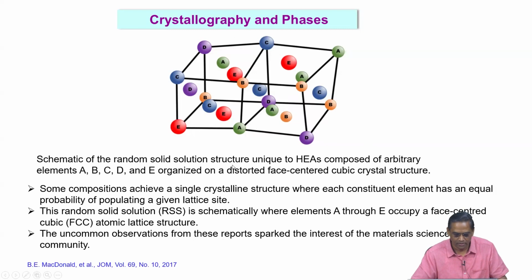Long range order, what I mean, when I say order, that conveys a different meaning in metallurgy, right? What we talk about is a long range order as compared to amorphous structures, right? So you have the random solid solution structure unique to high entropy alloys, composed of arbitrary elements A, B, C, D and E, organized in a distorted face centered cubic crystal structure. So, this is in an FCC lattice. Instead of having a single atom, you have about 5 different atoms or elements occupying the FCC lattice positions, but it is distorted. Okay, so this is another.